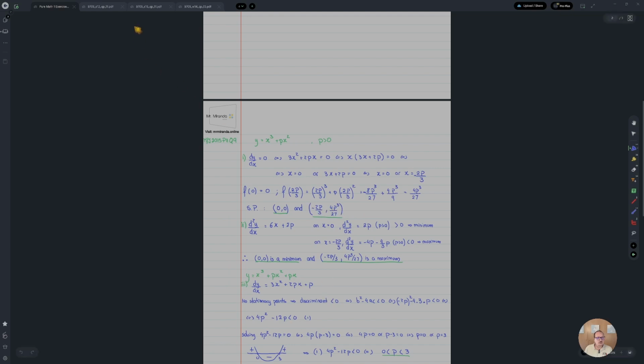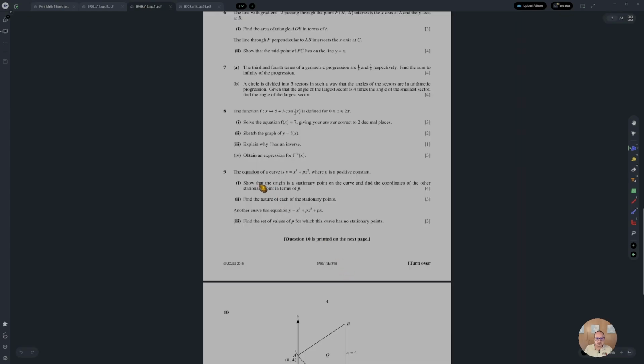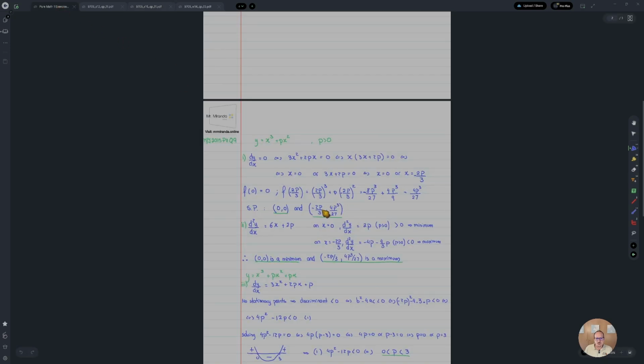Now, you need to look again at the coordinates of the other stationary points in terms of p that you already found. Now, to find the nature of it, you have to differentiate again and get a second derivative. Here you have it. Then plug in for x the x coordinates of the stationary points. The first one is 0. The other one is this expression in terms of p. Plug it there, and you get this expression, minus 4p minus 4/3 of p.